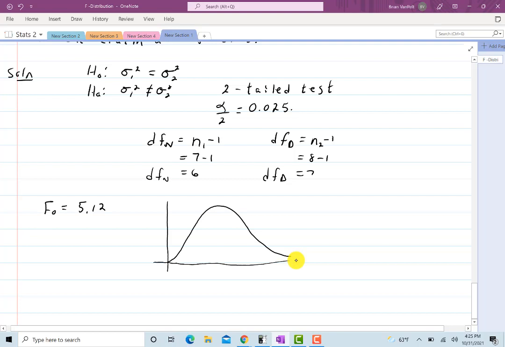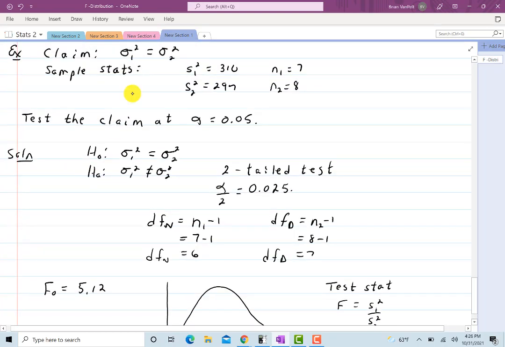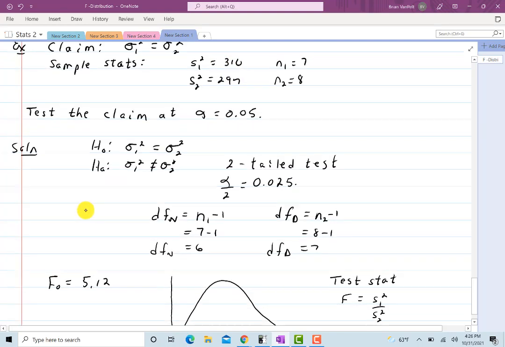It doesn't matter, the picture's not that important. I have my 5.12 will be out here somewhere. And now let's do our test stat. Here we do F equals S1 squared divided by S2 squared. And when they gave it to us, they gave it to us in the right way because they gave us the variance. They didn't give us standard deviation, so I don't have to square these numbers. I can put in 310 and 297 just like that.